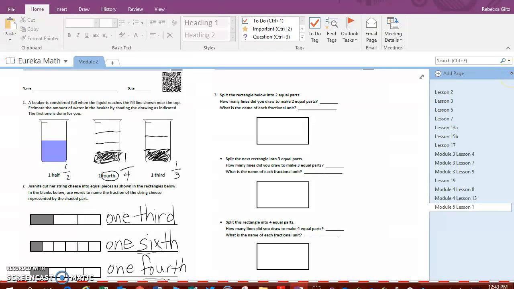Number 3 says, split the rectangle below into 2 equal parts. All right, so we have to make some choices here. Then it says, how many lines did you draw to make 2 equal parts, and what is the name of each fractional unit? All right, so I'm looking at this rectangle. I'm just going to find where halfway is and draw my line. How many lines did we draw? 1. What is each one of those called? You can go back to your fraction strips, or maybe you already know that it is 1/2.